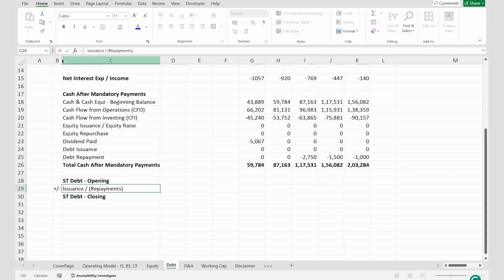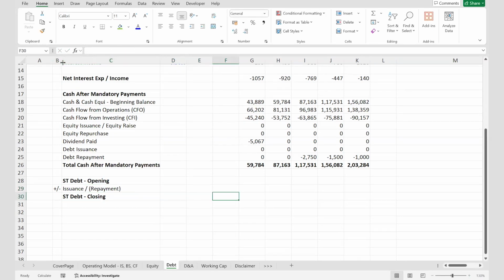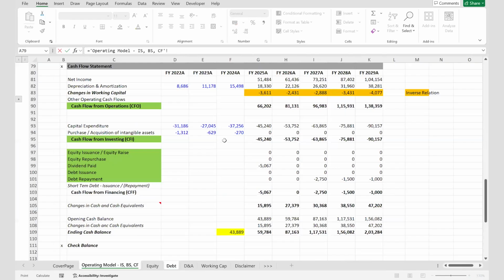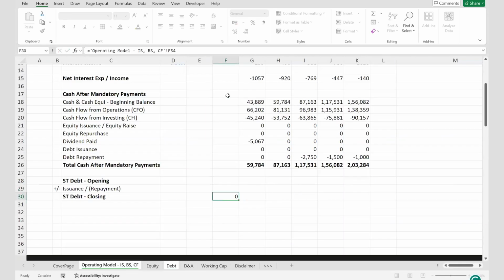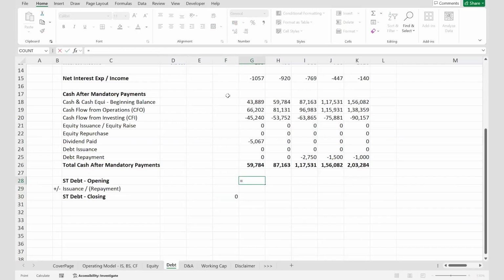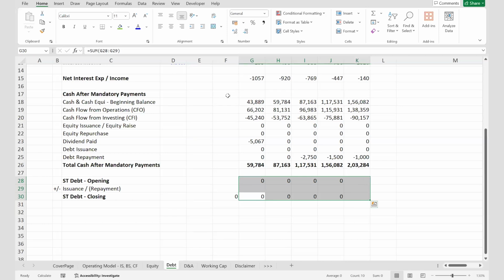Repayment is in brackets, meaning it is a negative number, and issuance is without brackets, a positive number. So we can bring the total short-term debt of the last historical year. That was 0, meaning the initial ending was 0. Next year also, the closing of last year will be the opening of next year. And we can put a sum. Nothing is there in the short-term opening and closing, but we need to check whether we need debt or not.